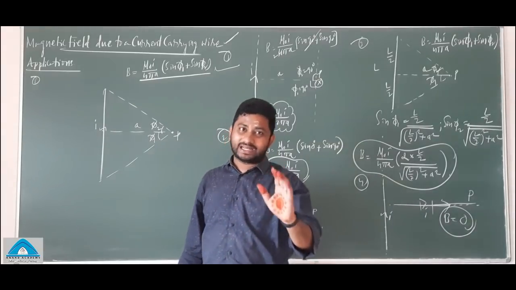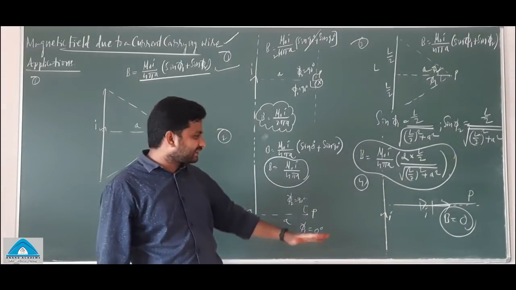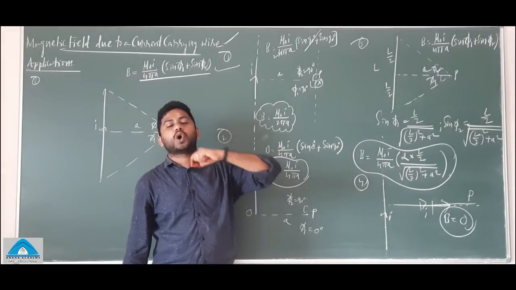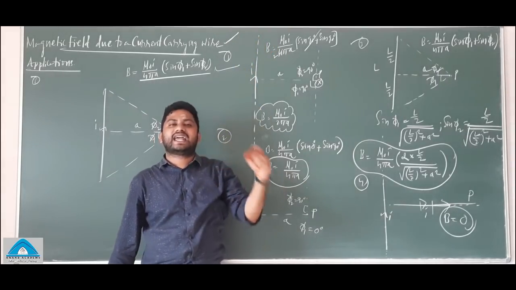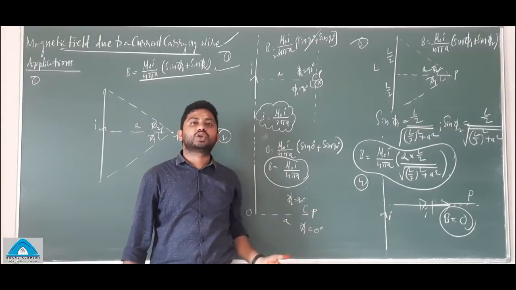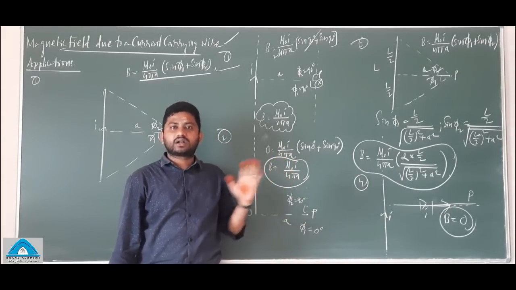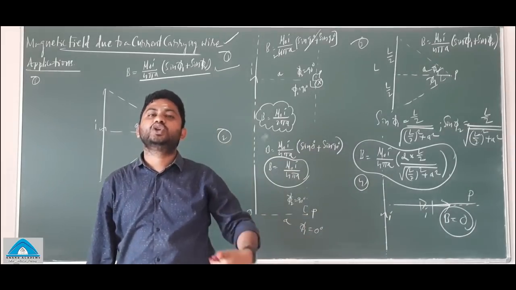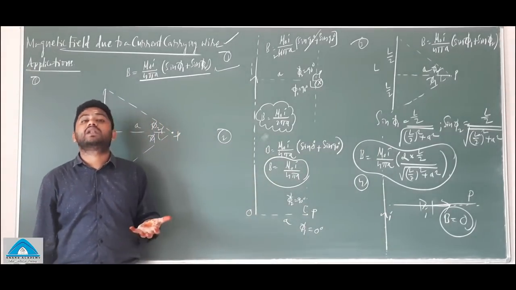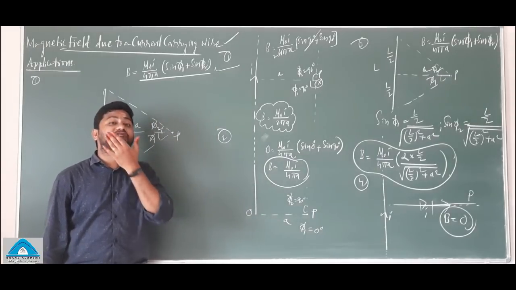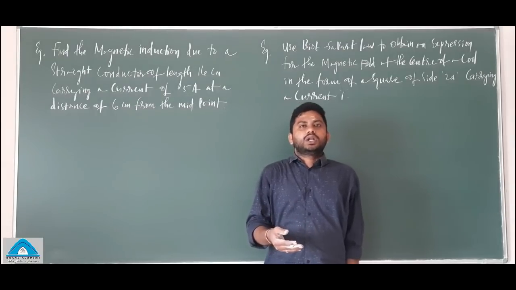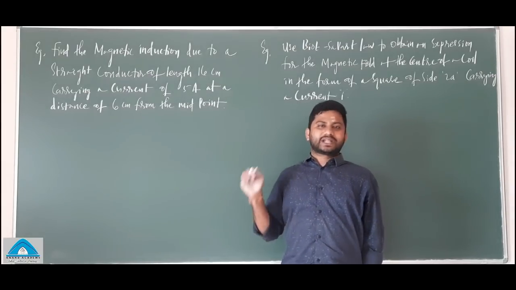What I wanted to tell you is, in this case, if the point of consideration is on the axis of the current carrying wire, the magnetic field due to that wire will be 0 at that point. Okay, clear? Let us solve a few numericals related to this, the basic numericals. In the next classes, we will go to the advanced level numericals. Now, the basic numericals will start. Let us solve these two basic numericals first.